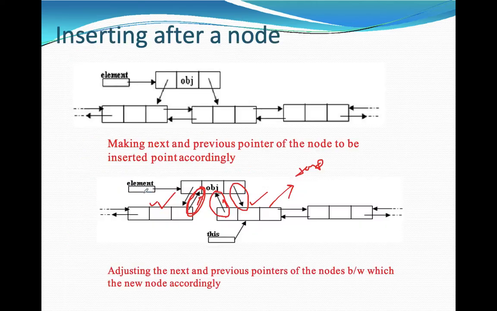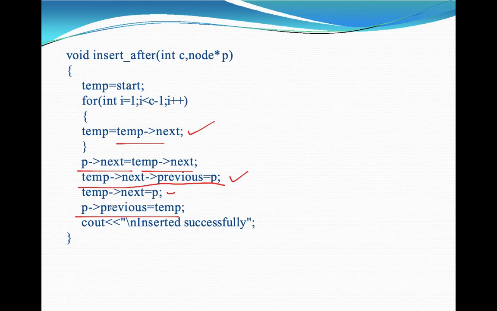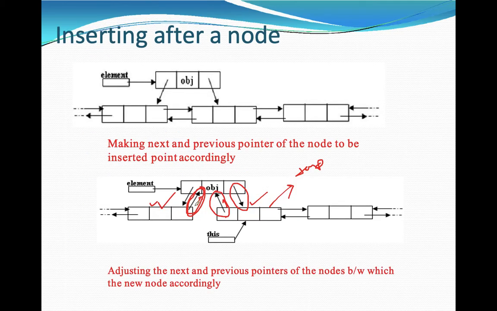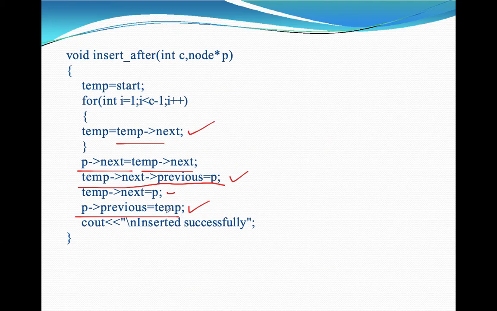Achha. So the previous of the new node is pointing to the temp. Means it already has temp stored here. Okay, already it has been stored here. Means this one is already stored here. So that's why it is now pointing here.